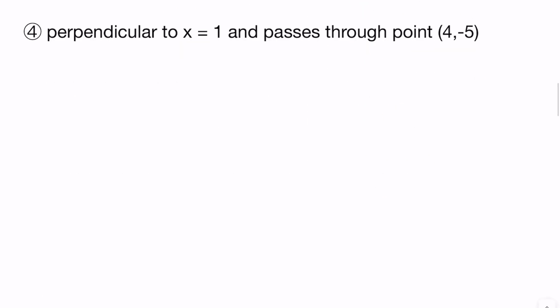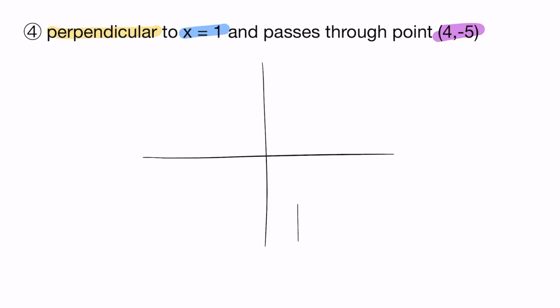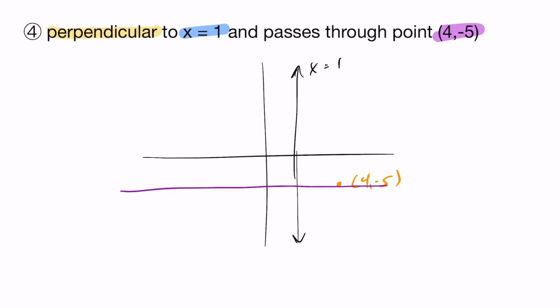So now they kind of flip it on you. Instead of using the word parallel, they use the word perpendicular to x equals 1 and pass through the point 4, -5. So if we take a look here, I can take a look at x equals 1. May look something like this. Again, you have your vertical line at x equals 1. And we're passing through the point 4, -5. This is the point 4, -5. And we're perpendicular this time. So if we're perpendicular, it's going to look something like this.